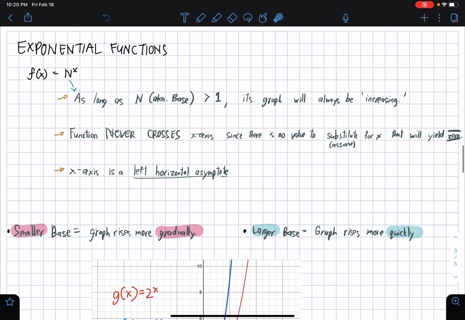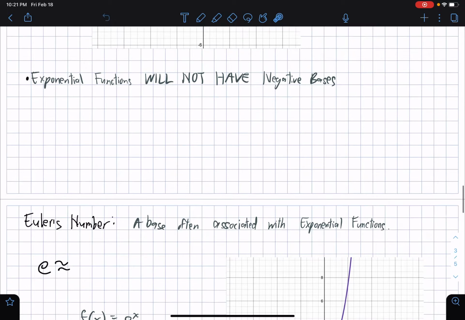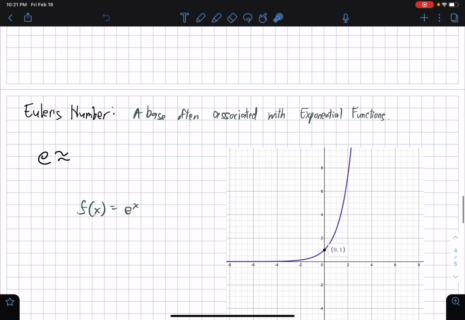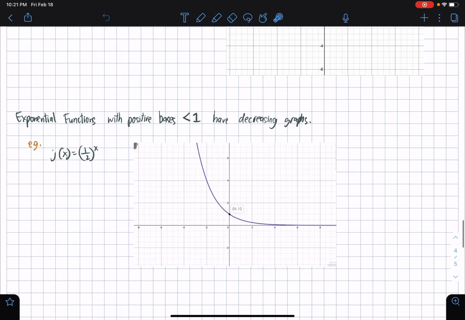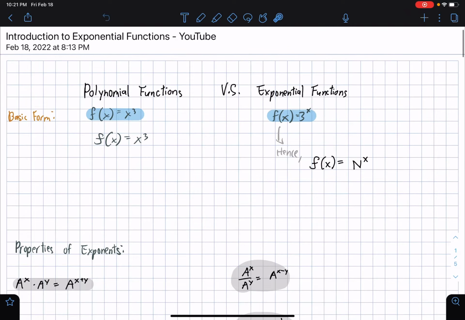And we'll know the other characteristics of what an exponential function is and what isn't an exponential function, including Euler's number and many others. So let's start. We do have to compare and contrast the differences and similarities of polynomial functions and exponential functions.